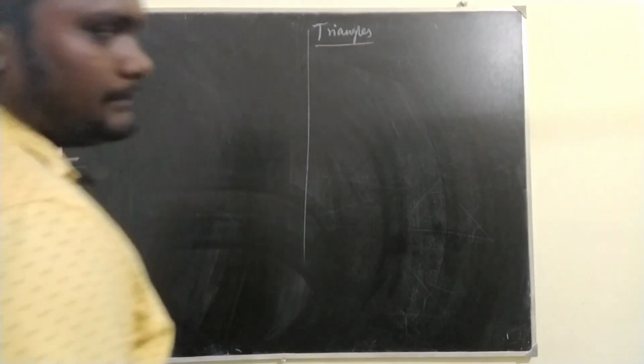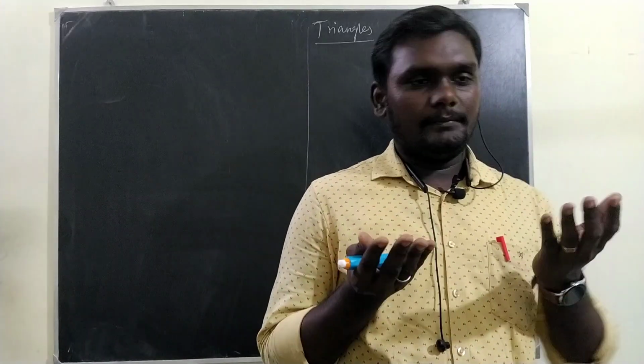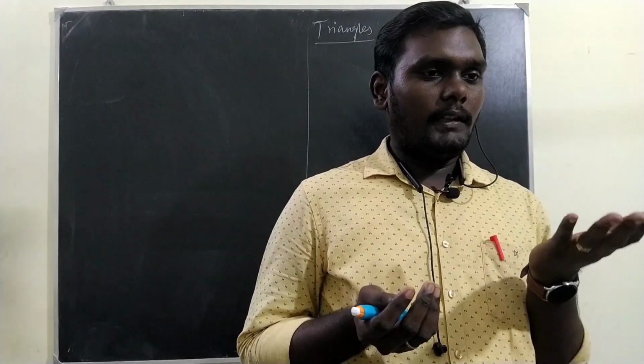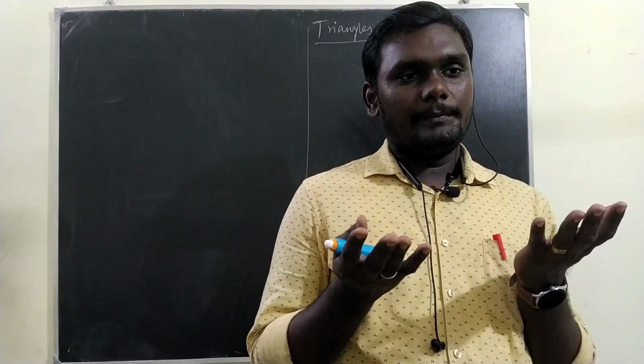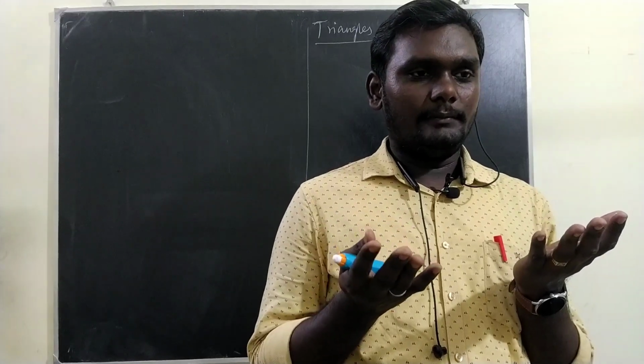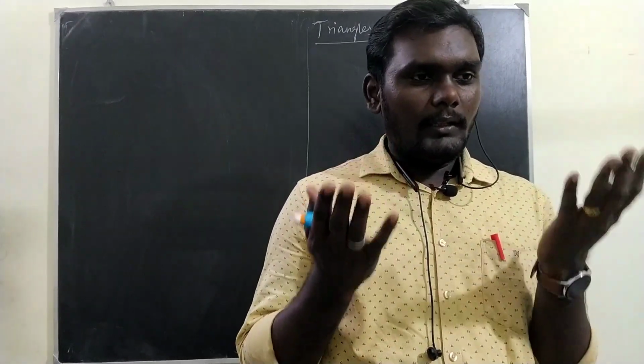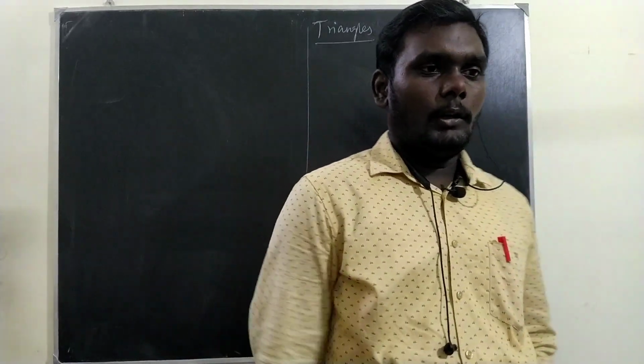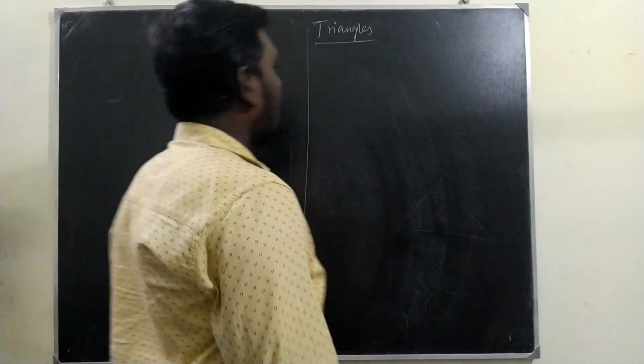In the triangles lesson, we have studied only two concepts. One is about congruency, the other is about isosceles triangles. Only these two concepts are what we are going to study. So the first thing is congruence. What does it mean by congruency?